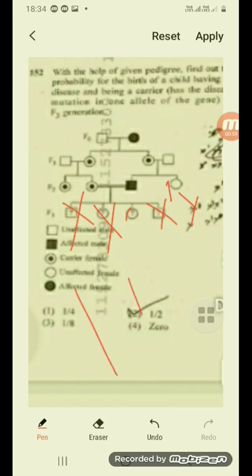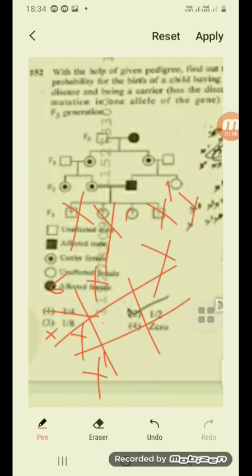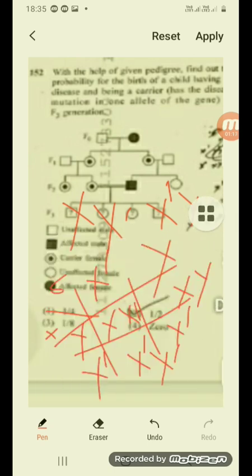Okay, so instead of wasting time, let's do the checkerboard. You can see it is X'Y, X'X', that is X'X', XY, X'X', X'X', X'Y, X'Y. So clearly the probability of the carrier is 1/4, because this is a normal male, and this is the affected male, affected female, and the carrier female is 1/4.